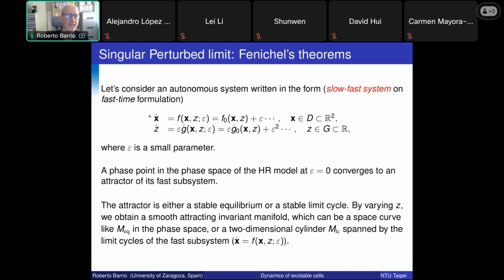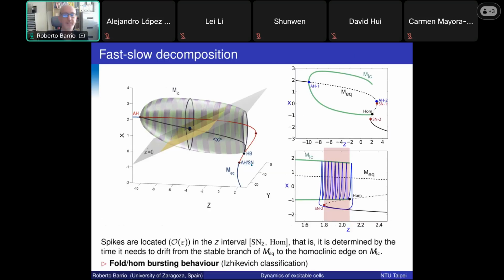So in the limit, we have the fast subsystem. The attractor in that fast subsystem will be an equilibrium or a limit cycle, and we can follow these manifolds. So the typical thing is to construct this fast-slow decomposition. We have the manifold of the equilibria of the fast subsystem, so it will be this line. Also, we have the manifold constructed by the limit cycles of this fast subsystem, so we have this tubular structure. And the real orbit will be this one in blue.